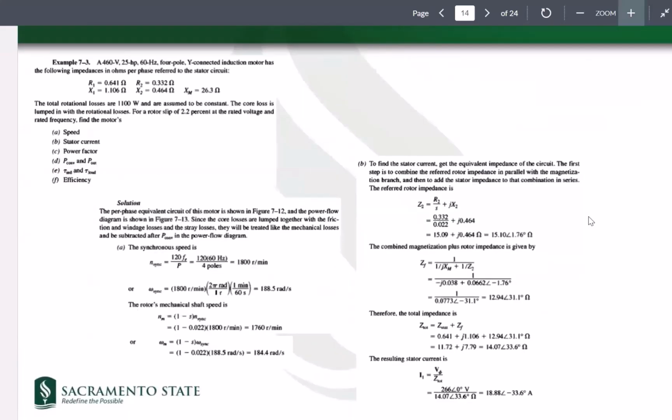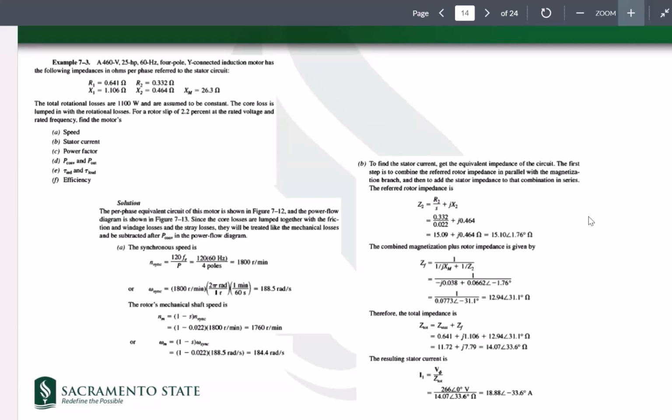We have a 460 volts, 25 horsepower, 60 hertz, 4-pole, Y-connected induction motor, which has the following impedances in ohms per phase referred to the stator circuit. So we're given the parameters R1, R2, X1, X2, and Xm. And the total rotational losses are 1100 watts and are assumed to be constant. So we're not given the Rc, which indicates that the core losses are negligible or zero, but we're given the rotational losses.